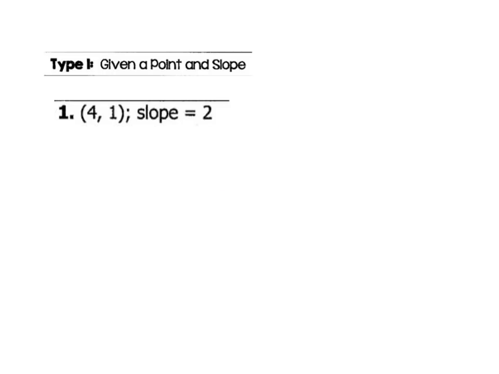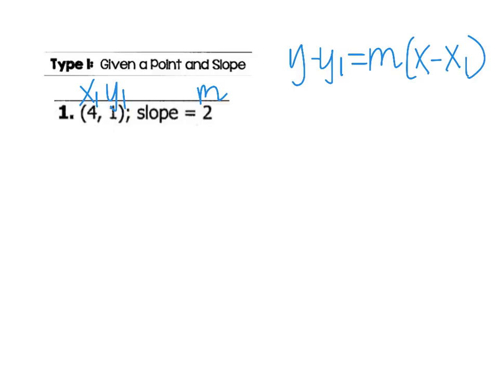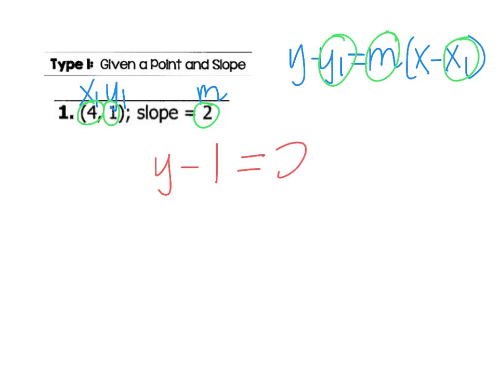Type 1: if we're given a point and the slope, the first thing we want to do is label everything, x1, y1, and m, and identify our formula, y minus y1 equals m times x minus x1. Then we plug everything in. We plug 4 in for x1, 1 in for y1, and 2 in for m. So we write y minus 1 equals 2 times x minus 4. We plugged in all our values.